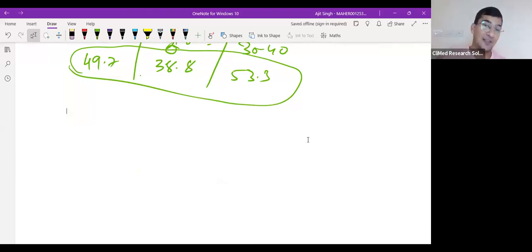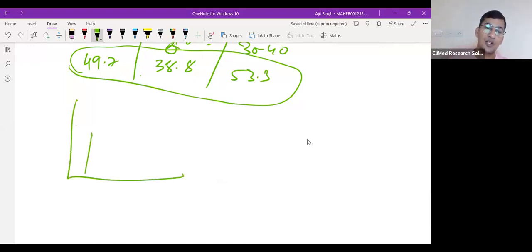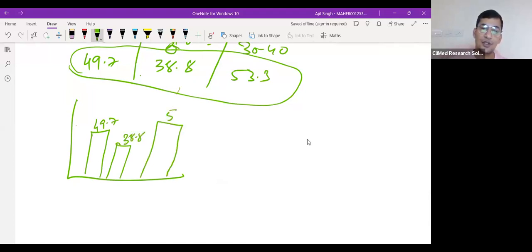But if I want to represent it in other formats, how will I represent it? I'll show it in bar charts. This is 49.7, this is 38.8, and this is 53.3. So here, look at the difference between the 3 things.